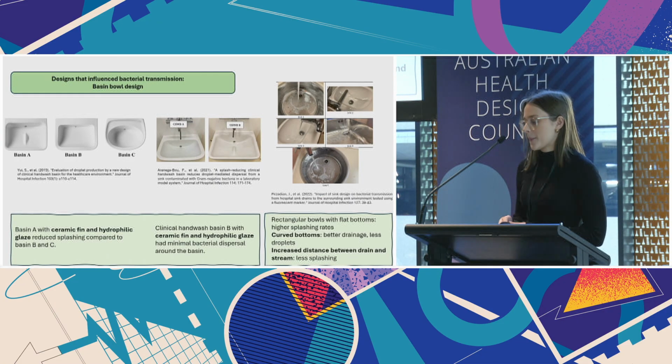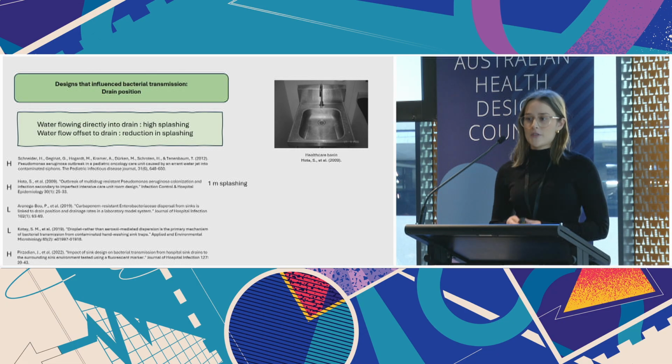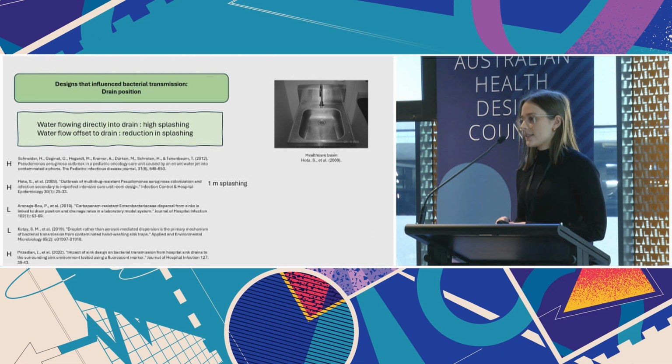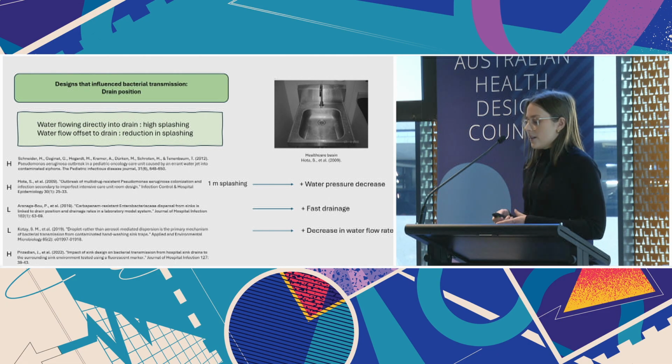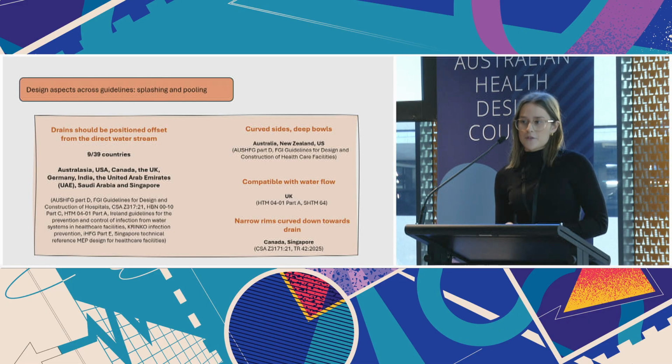Another 5 studies found that as water was flowing directly into the drain, there was significant splashing, often travelling up to 1 metre away from the basin bowl. However, when that water flow was placed offset to the drain, that splashing significantly reduced. So across the guidelines, only 9 out of 39 countries that I reviewed had guidelines that stated drains should be positioned offset from the direct water stream to reduce splashing risks.